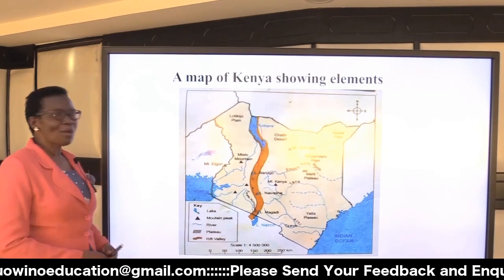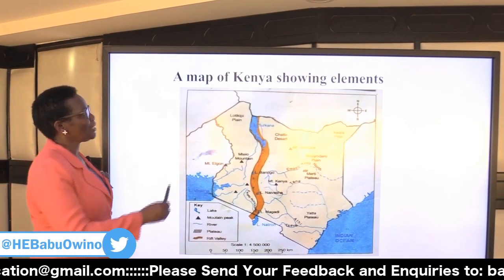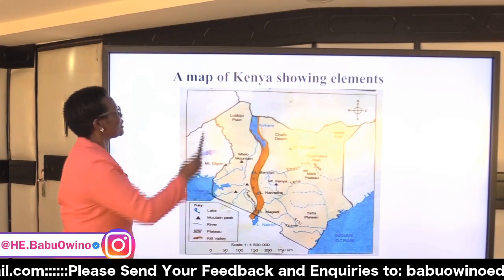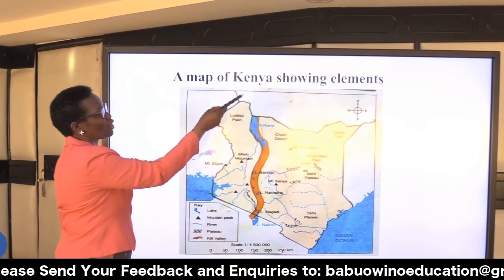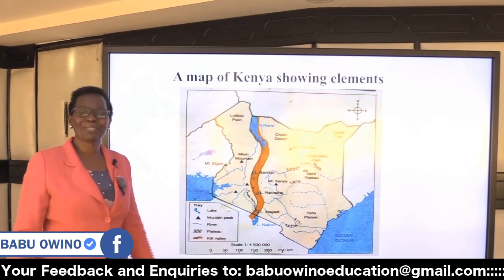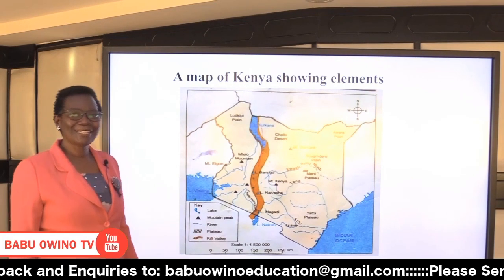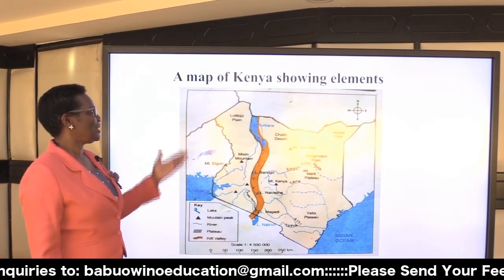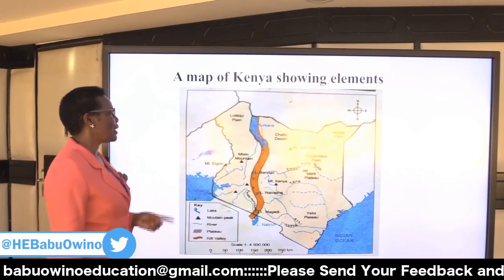Now, what about the title? The title of this map is this one here, A Map of Kenya Showing Elements. That is the name of that map. So when you are reading it, already you have an idea. This is a map of Kenya showing the elements.